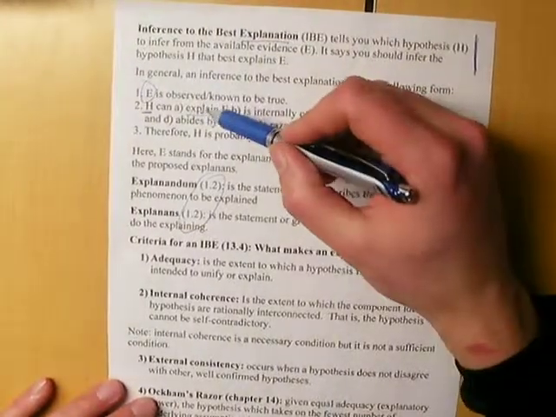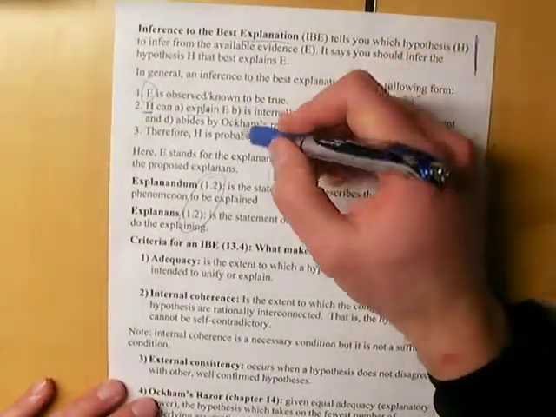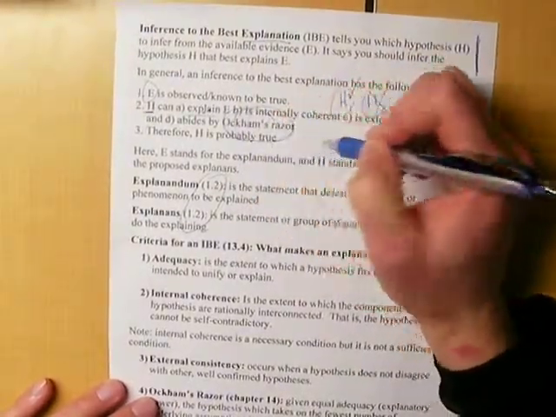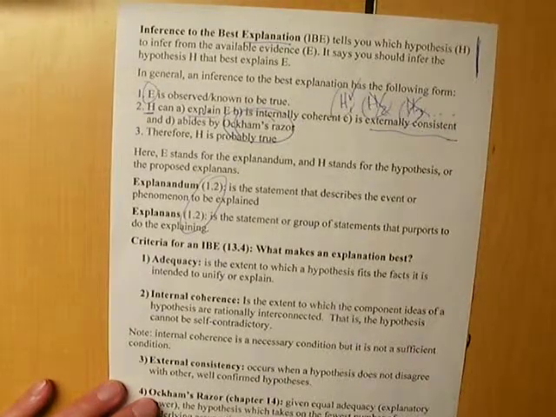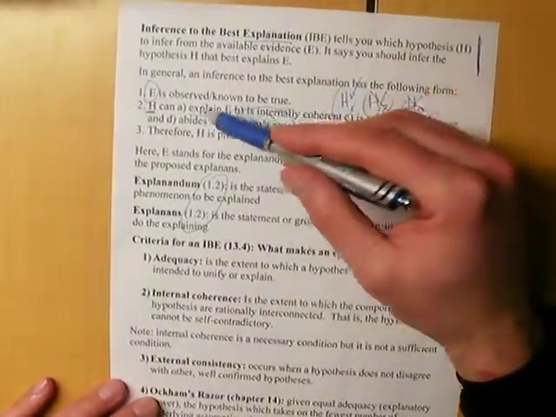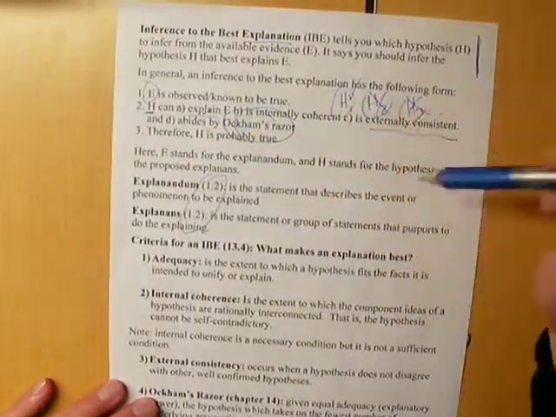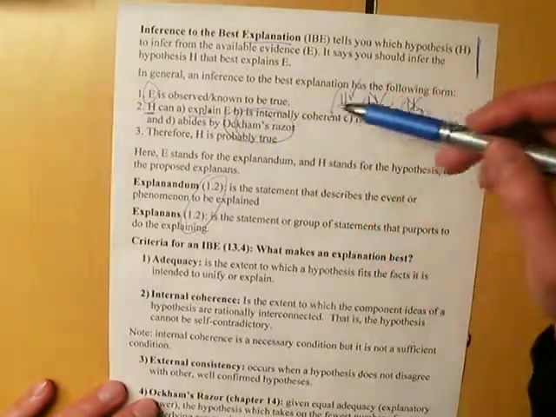So we want it to have explanatory power, internally coherent, externally consistent. And then I'm tying in a concept from earlier in the quarter. There's a separate video tackling this one all by itself, namely Occam's razor. So whichever hypothesis best fits each of these 4 criteria, we're going to infer is the best one. So those are the guidelines, if you will.